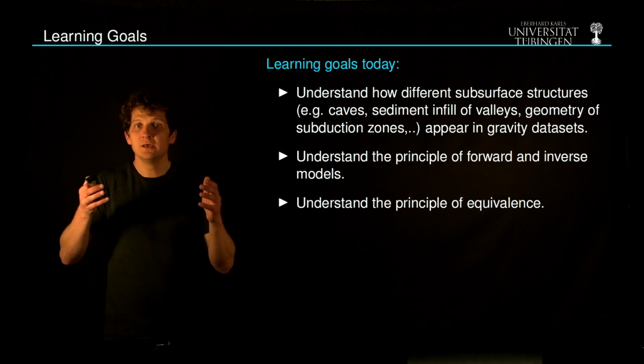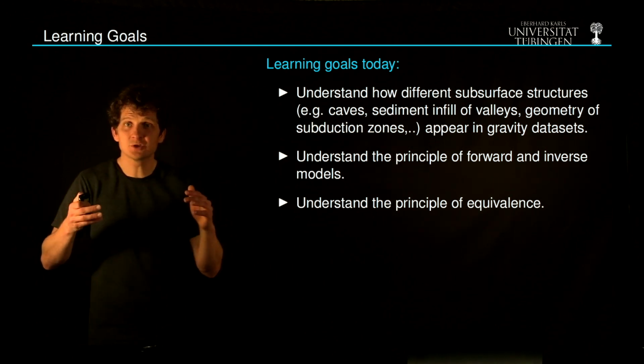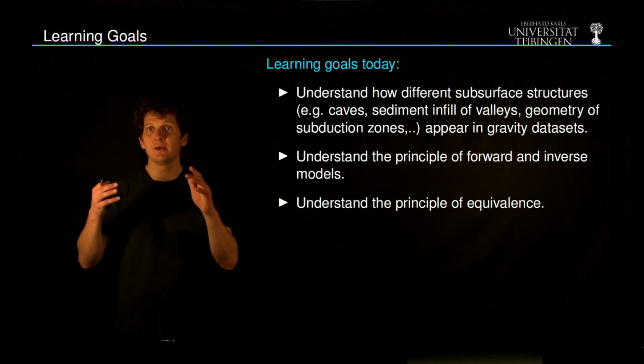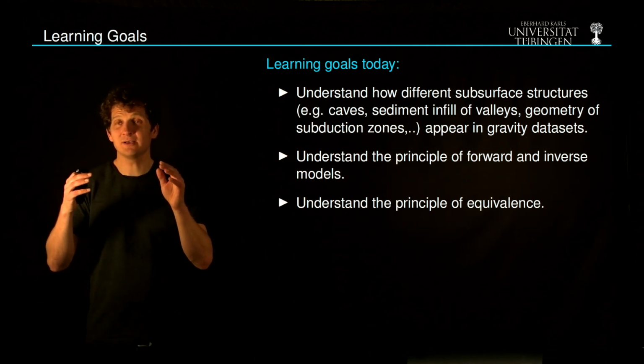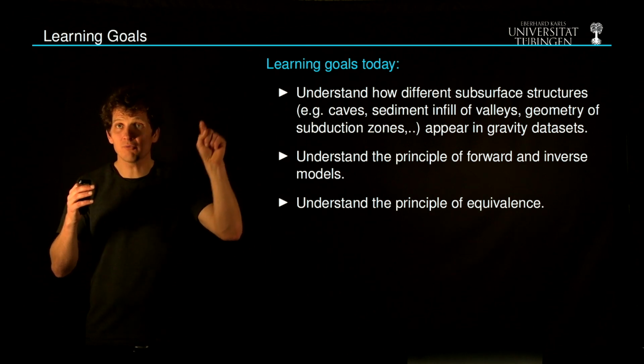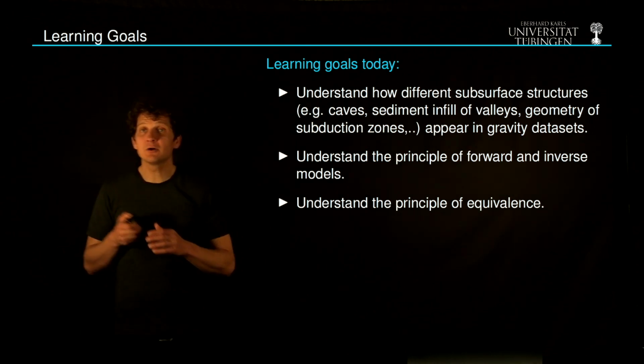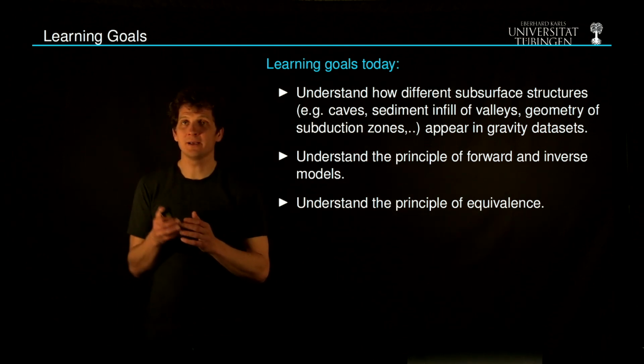This means, given a known subsurface structure at a given depth and with a given shape and a given density contrast, what will be the gravity anomaly that I measure at the surface? And we will call this step forward modeling.